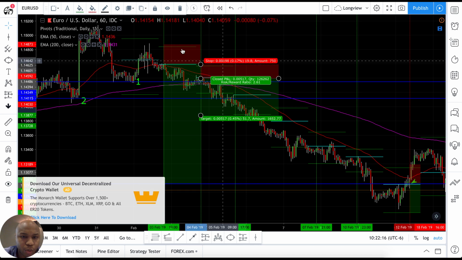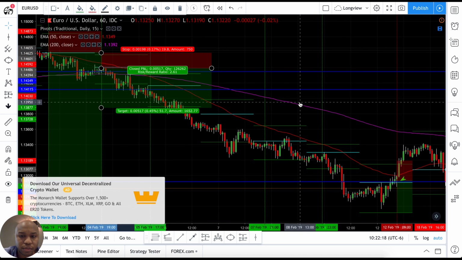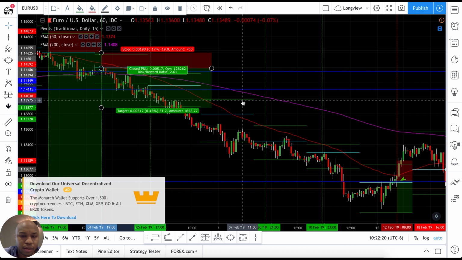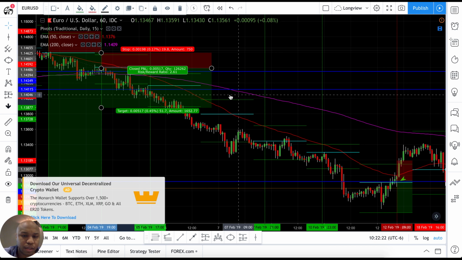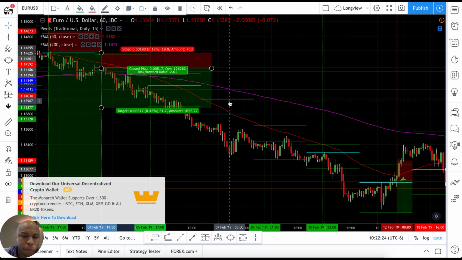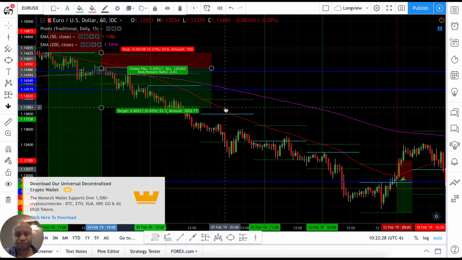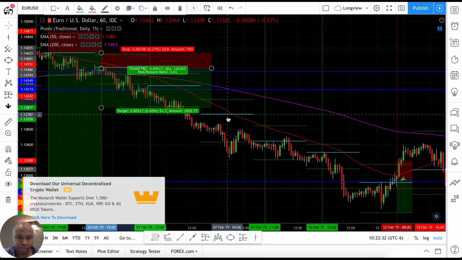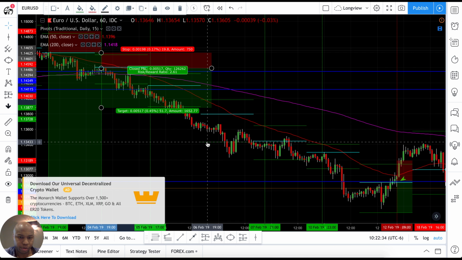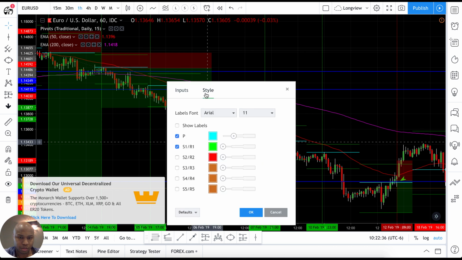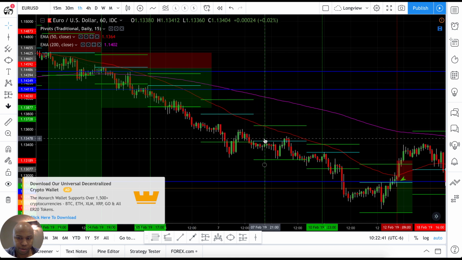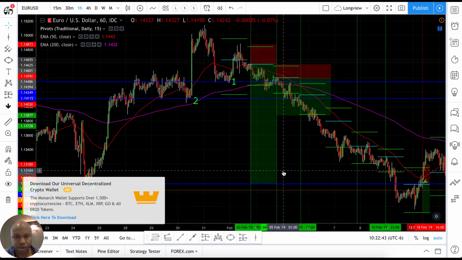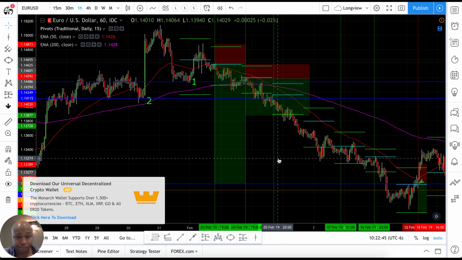My stop is always just beyond the support. Since we're trending downwards, this is support. So this green line is support, the blue line is pivot point, and then the other green line is resistance. Let me see if I can make these a little bit brighter. There we go. So now you can really see those green lines. And that's how it's going to be.